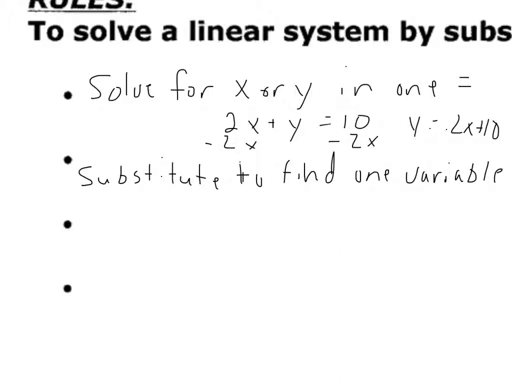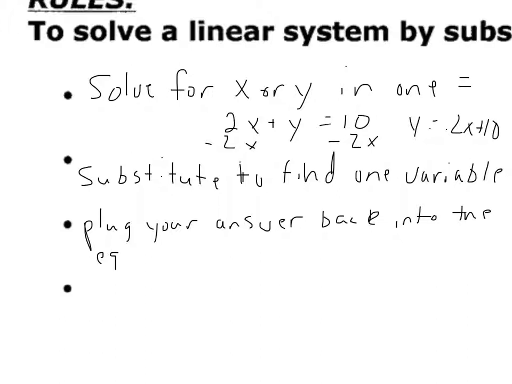Step 3. Plug your answer back into the equation to find the other variable. Plug your answer back into the equation to find the other variable.